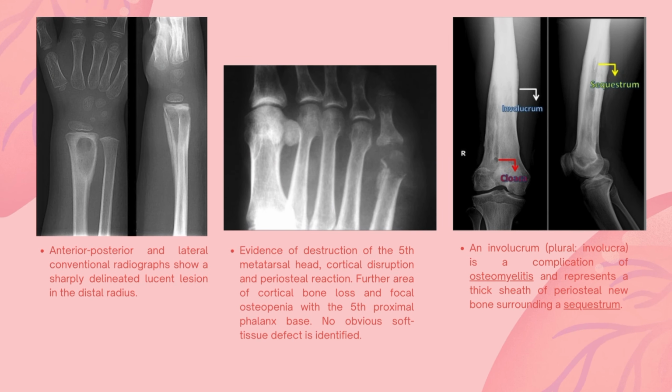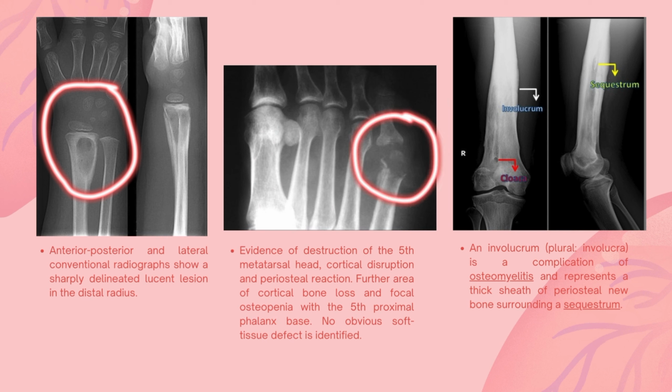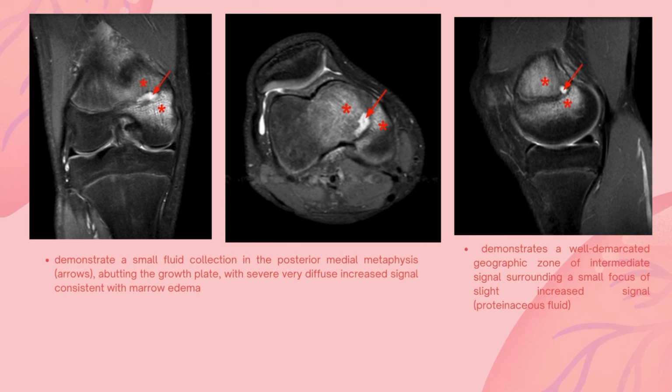These are the pictures of X-ray of osteomyelitis. From the left, the X-ray film shows there is a lesion in the distal radius. Next, there is focal osteopenia at the 5th proximal phalanx base. And the right picture shows the involucrum and sequestrum. This is the magnetic resonance imaging, or MRI, picture. The pictures below show there is a small collection of fluid in the left picture.